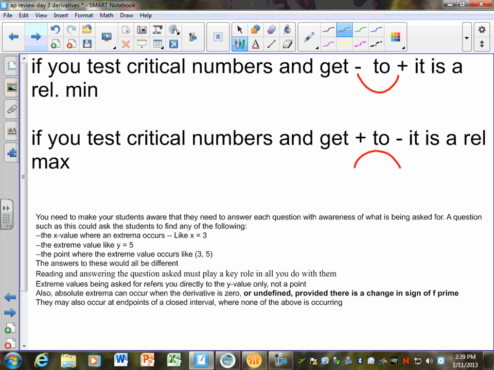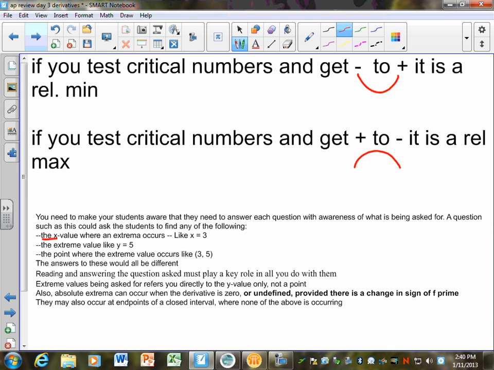I know this is kind of some small writing, but I copy and pasted this from my little AP Calculus discussion group that I'm on. I thought this was really important. Make sure you answer the question that they ask. It says you need to make sure your students are aware that they need to answer each question with awareness of what is being asked for. A question such as this could ask the students any of the following.